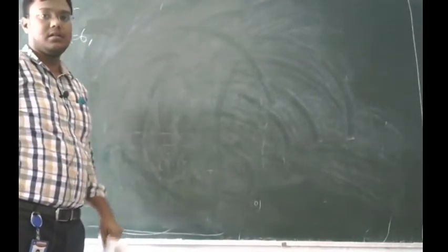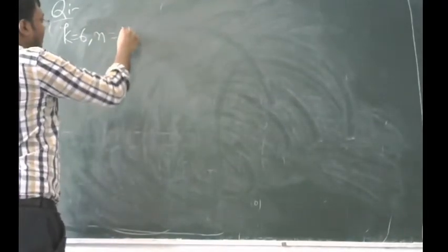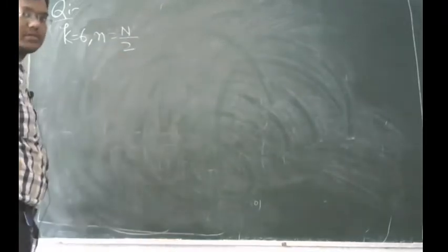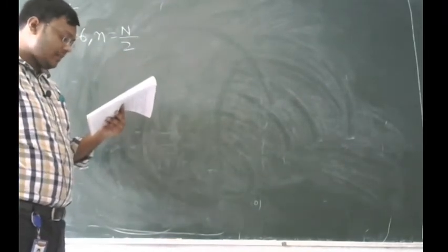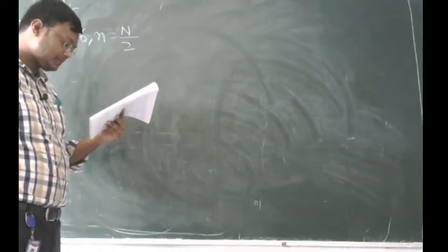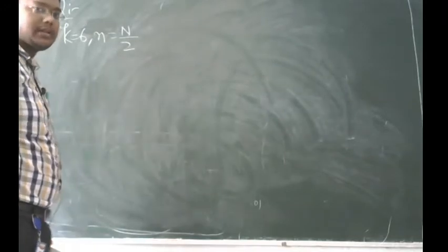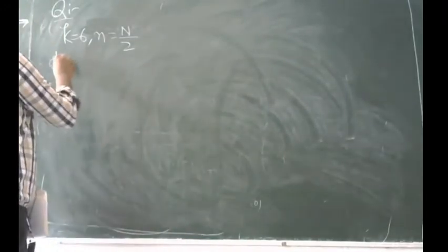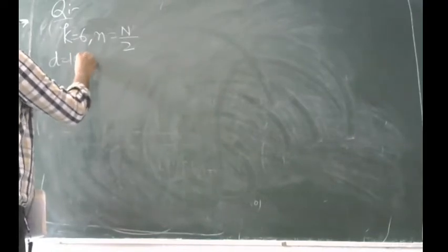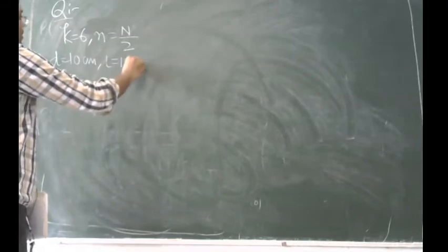Four-stroke means small n is equal to capital N by 2. The 10 into 12 centimeter are the dimensions of the cylinder. 10 is the diameter and 12 is the length of the stroke.